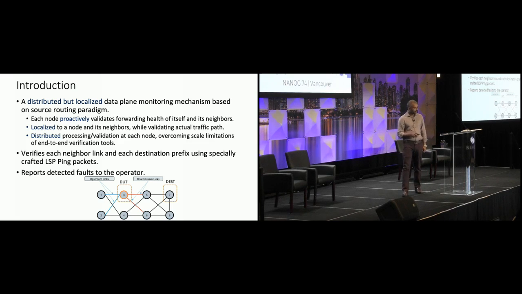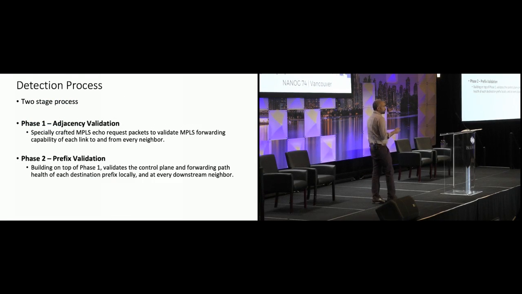So now I'll go into the mechanics of data plane monitoring, where I'll highlight how exactly it works. Broadly, it's a two-stage process, or what we call phases. First, we want to make sure that we are forwarding every prefix from upstream towards the correct downstream node. But before doing that, we want to make sure that all our links are forwarding traffic correctly.